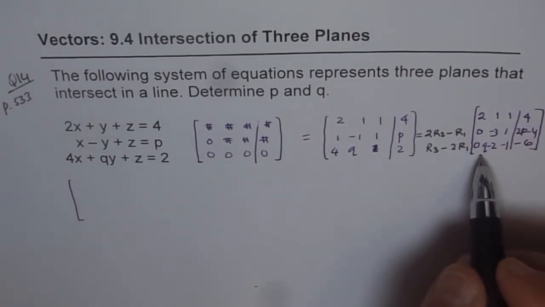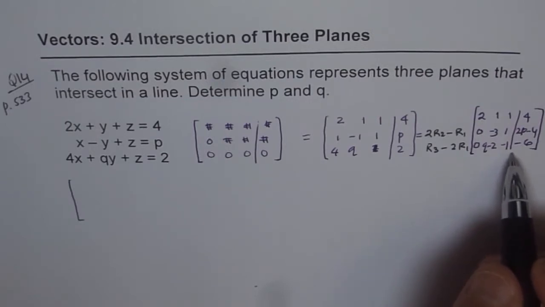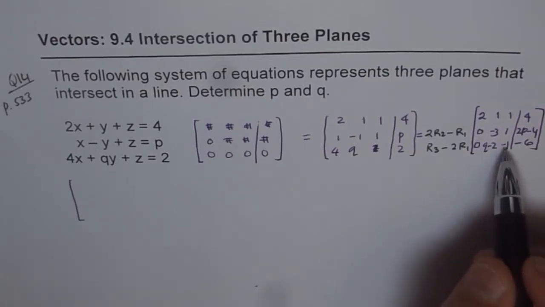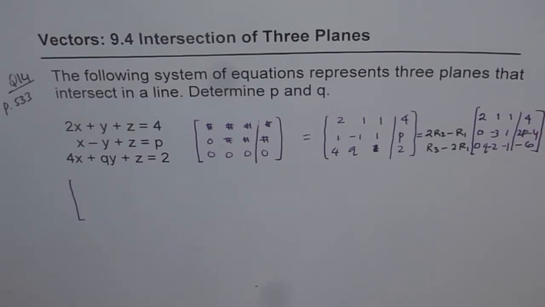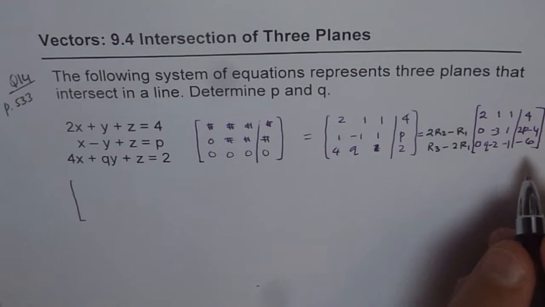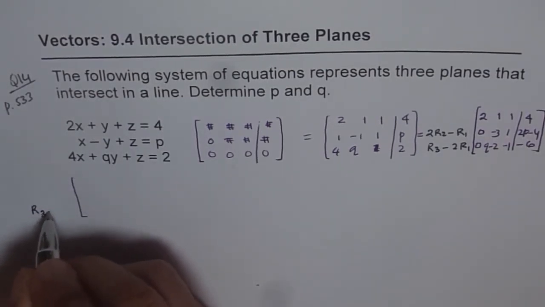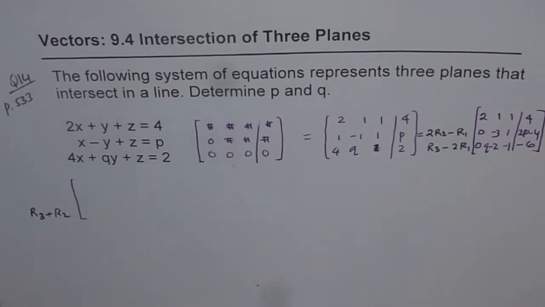Now, as you see, in this matrix, our last row should be equal to 0, right? So let's make it 0 by adding R2 and R3, right? So we'll add R2 and R3 to make that 0. So that's what we'll do now. So we'll do R3 plus R2 and then see what we get.